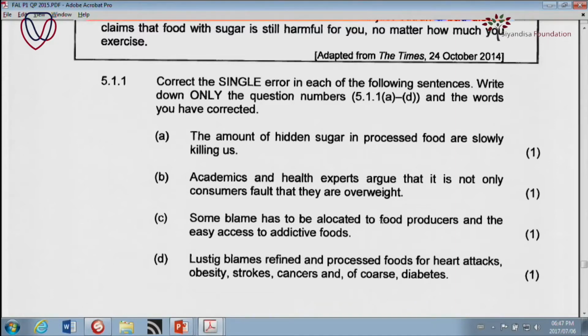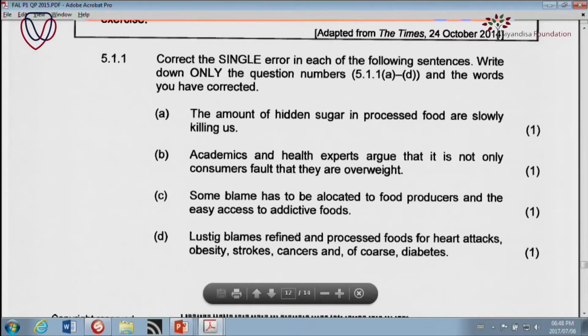Some blame has to be allocated to food producers and the easy access to addictive foods. Right? Some blame has to be allocated to food producers and the easy access to addictive foods. Have you spotted the mistake there? I have deliberately mispronounced this. As it is written there, it would have to be pronounced allocated. In order to change it to allocated, you'd need to add an L at that spot. And fine, so there we've got a spelling error. And then, Lustig blames refined and processed foods for heart attacks, obesity, strokes, cancers, and, of course, diabetes.